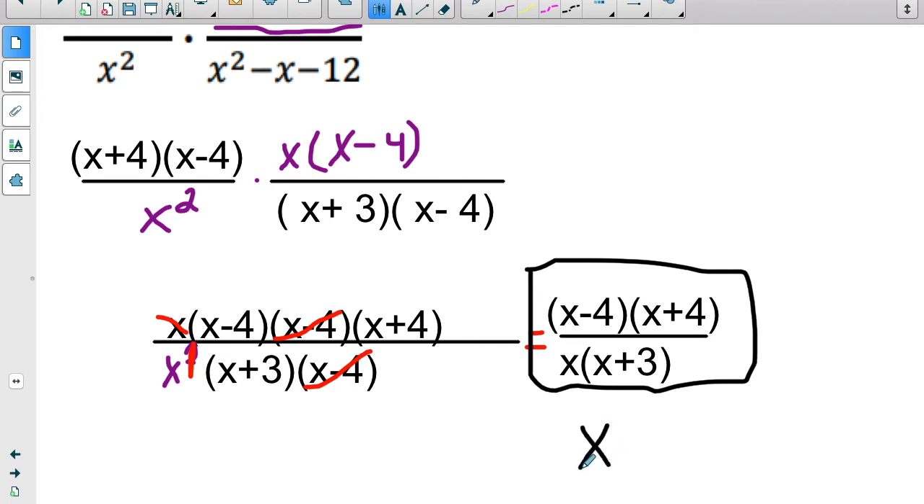And we do have one restriction. Because this x plus 4 simplified out in the denominator, we need to see what value of x would make it 0. And that would be 4. So that's all we have for this here.